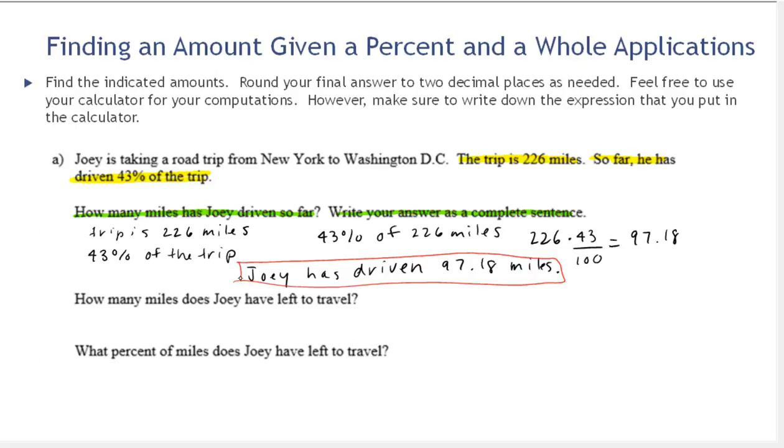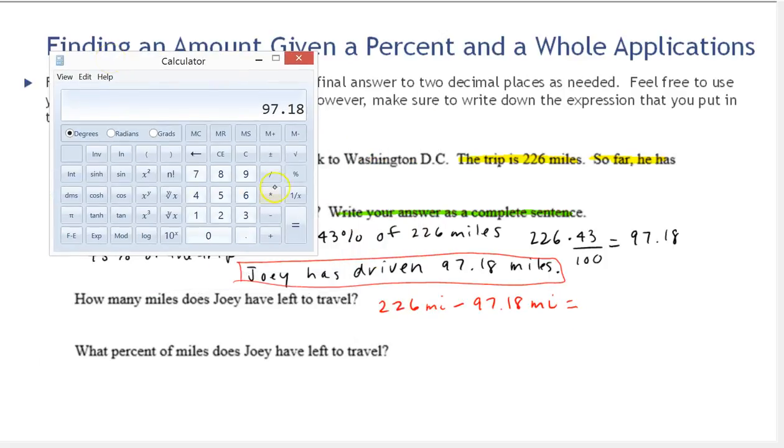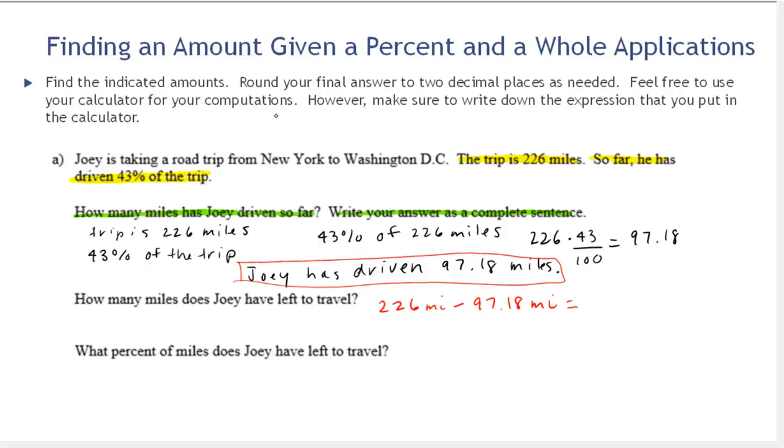Next we're asked, how many miles does Joey have left to travel? Well, we know the total trip is 226 miles, and he's traveled 97.18. So we can find how many he has left by taking the whole number of miles, subtracting what he's already driven, and that will give us what he has left. So we have 226 minus 97.18 equals 128.82 miles.